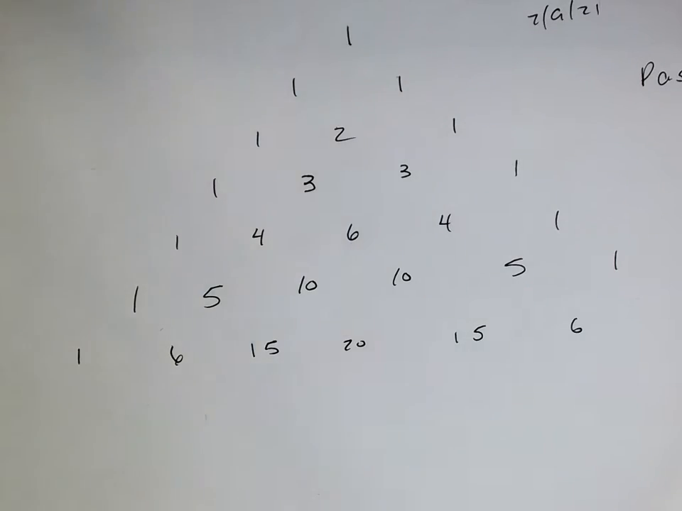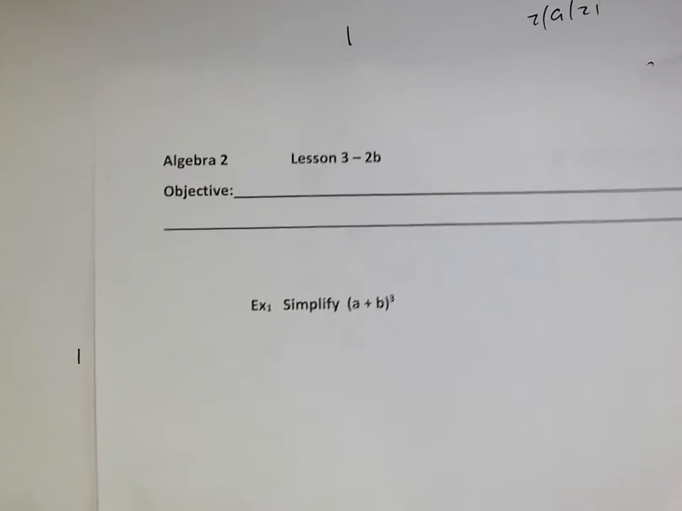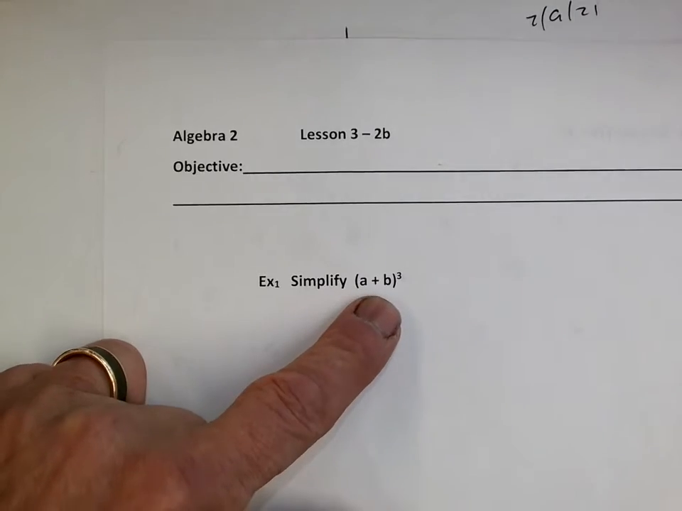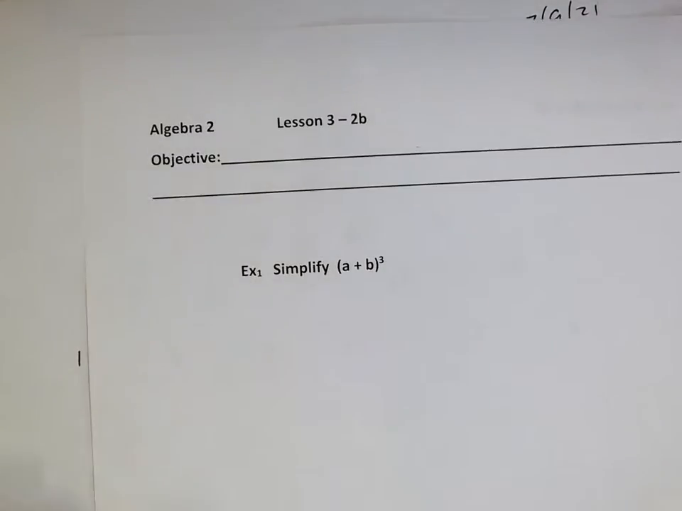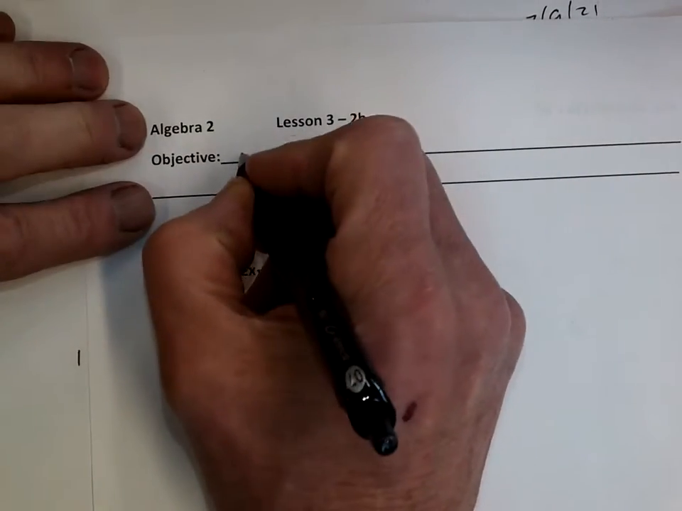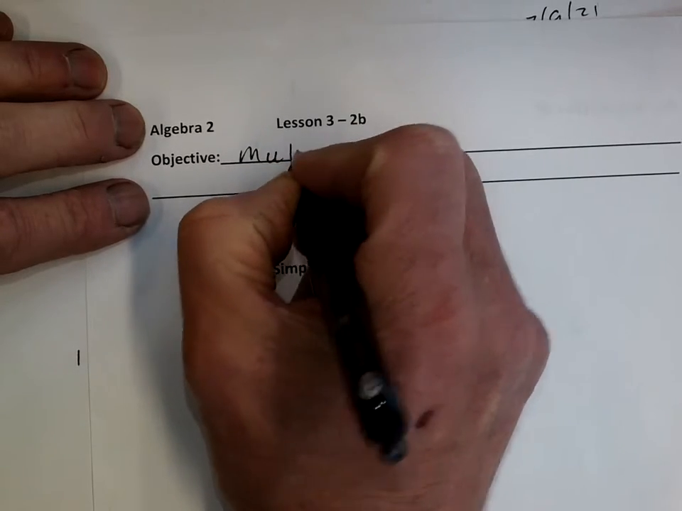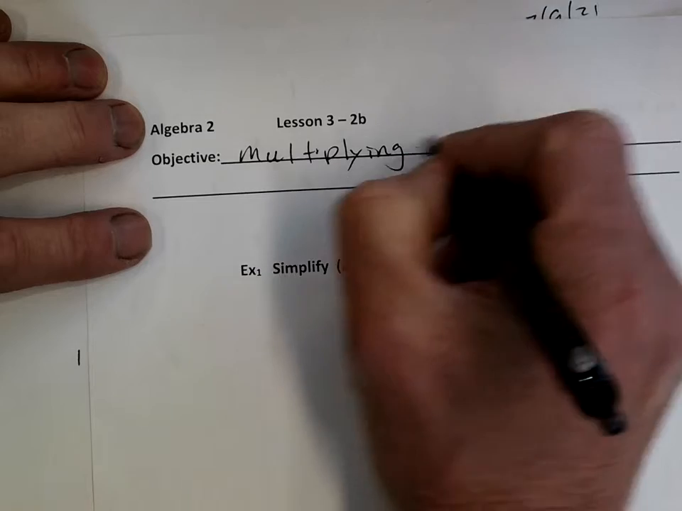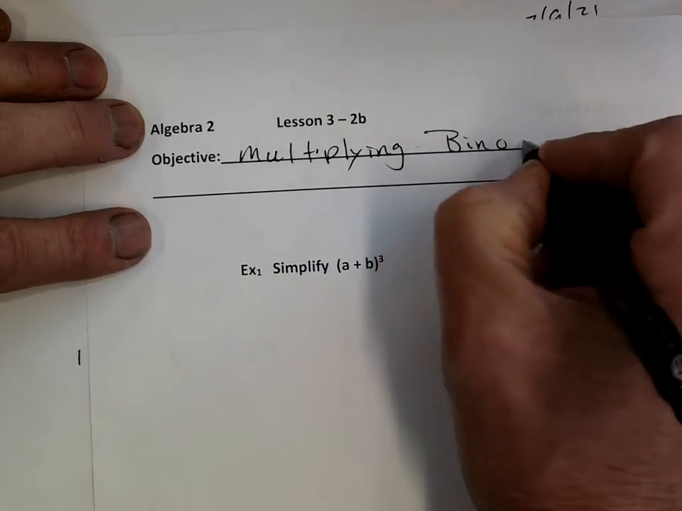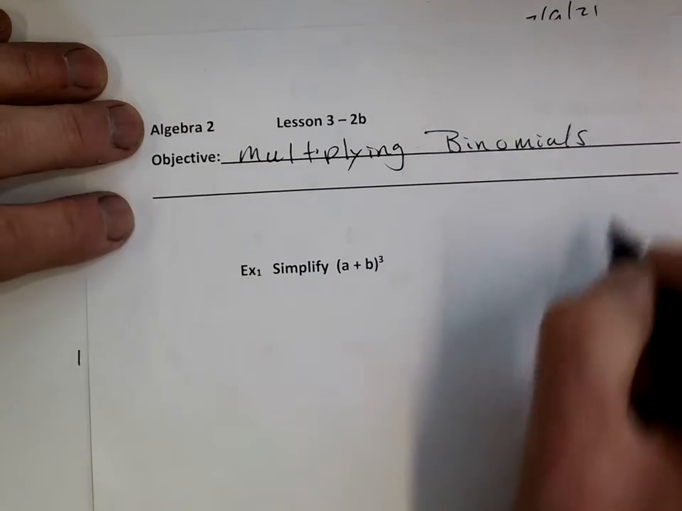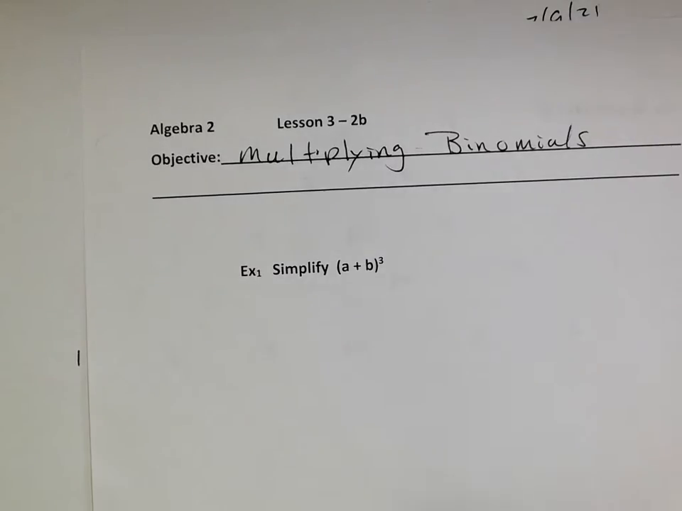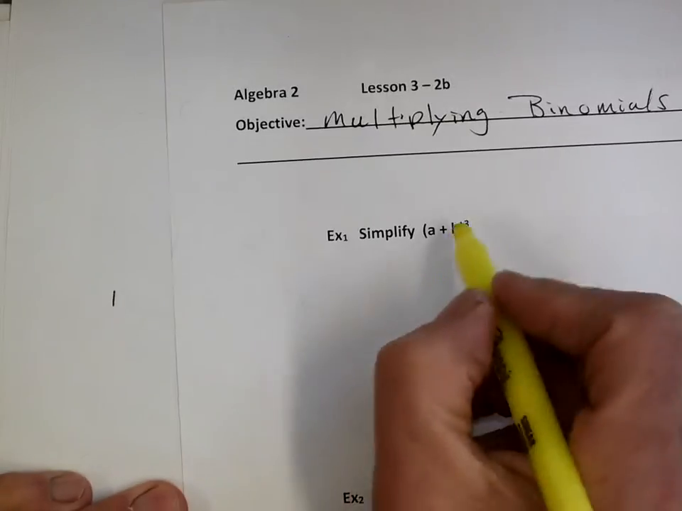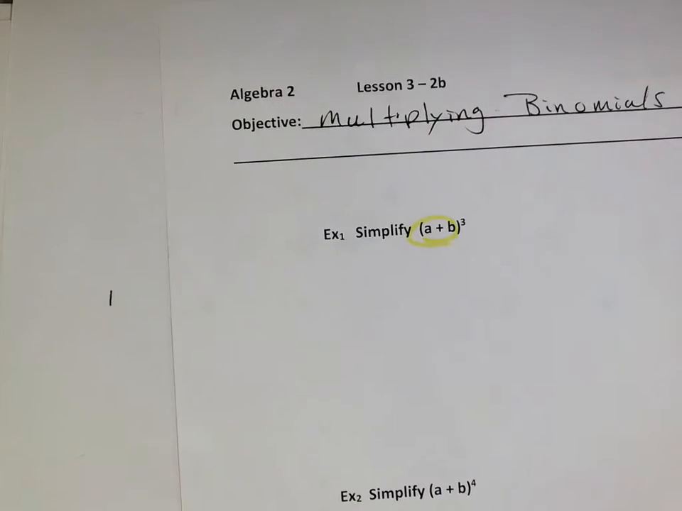Well, how does it help me? So let's take a look at example 1. Simplify (a plus b) cubed. So today we're going to be talking about multiplying binomials. They're called binomials, bi for 2, because there's 2 things inside.